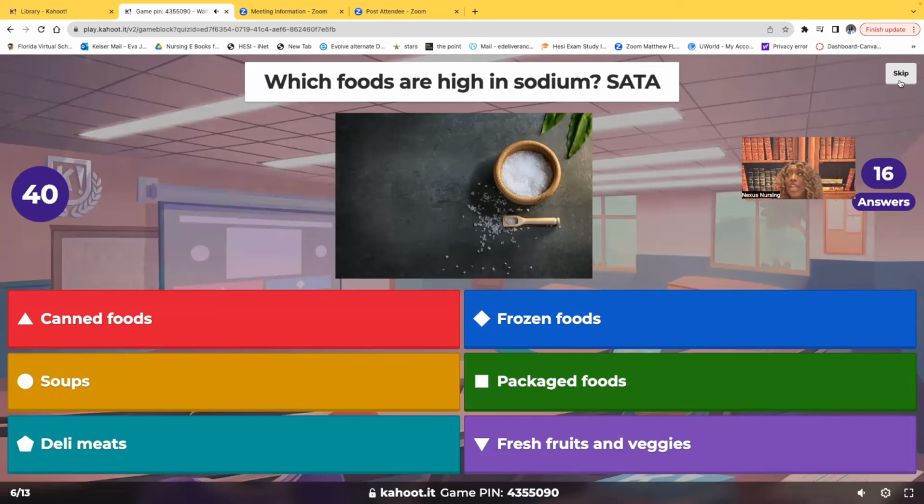Let's say you have a patient that has hypertension, or they have CHF. They have a medical condition where they should not be eating foods high in sodium. What are the foods you're going to tell them to stay away from? You need to be able to recognize them, because that's what you're going to be teaching to your patient. What foods are high in sodium? Again, your choices are canned foods, frozen foods, soups, packaged foods, deli meats, and fresh fruits and veggies.